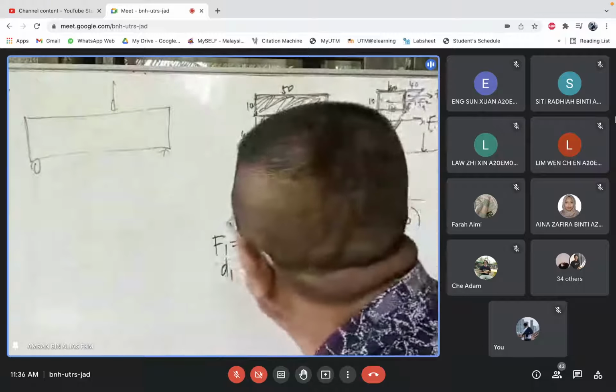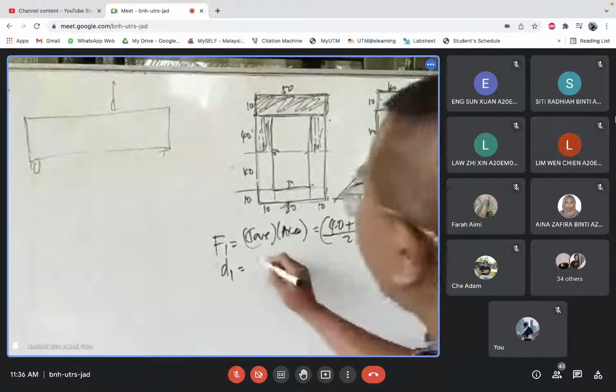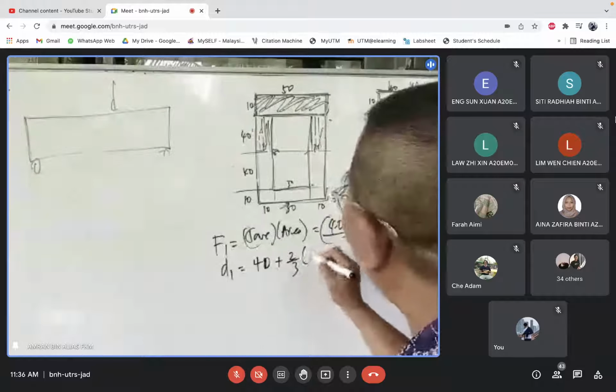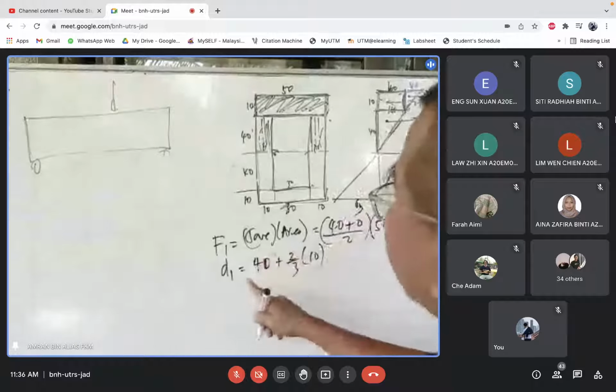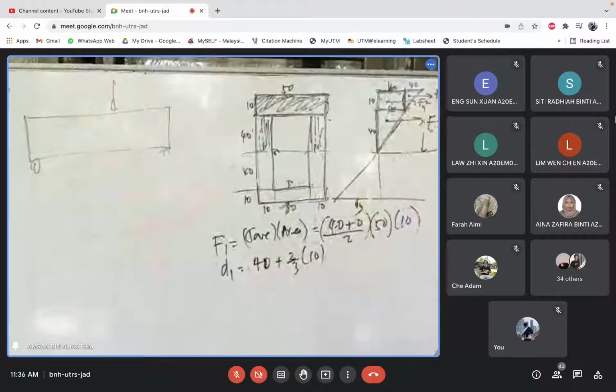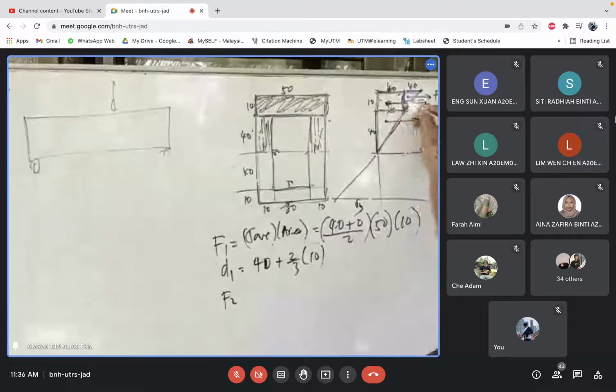And what's your D1? D1, I know that 40 here and that is 2/3 of 10. So 40 plus 2/3 of 10. This is how you write here, to show your understanding. And then what is your F2 there? F2 is here, that one.